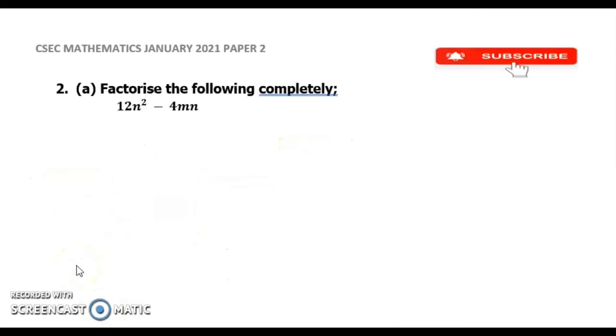The next question, factorize the following completely. We have 12n squared minus 4mn. So we're to factorize. The first thing we're going to do, we're going to look to see what is common for 12n squared and 4mn. And what is common, we're going to factor that out. So basically, what I am seeing here, 4n would have been the common thing to both of them. So we're going to put 4n outside of the bracket.